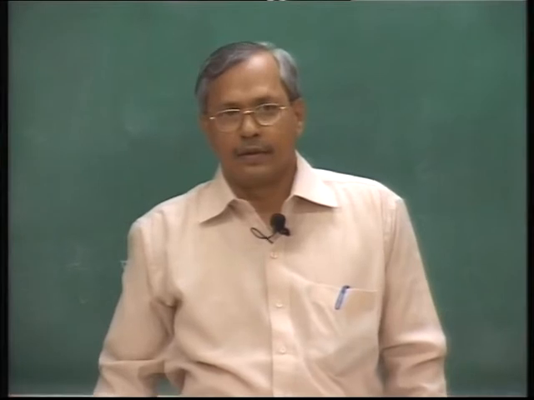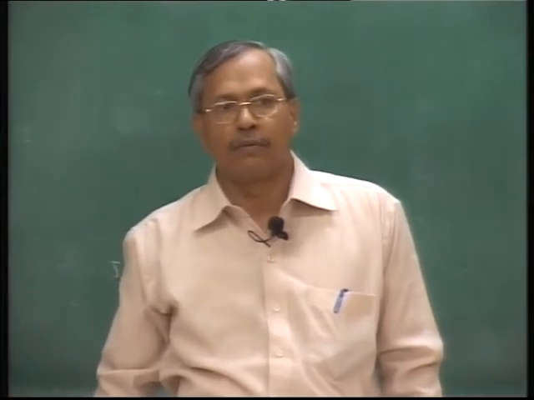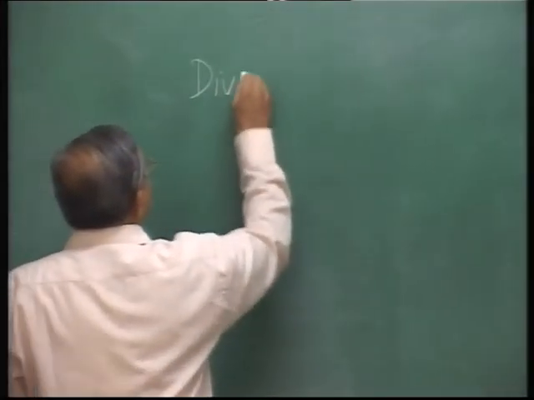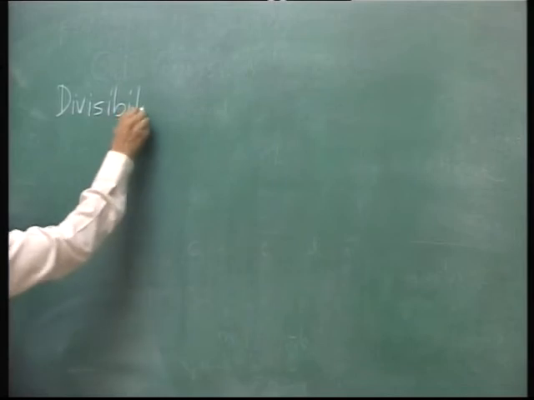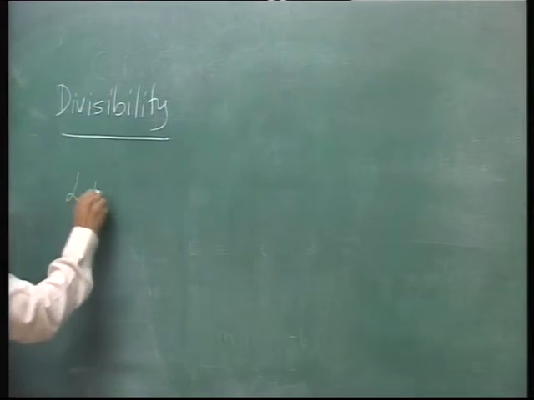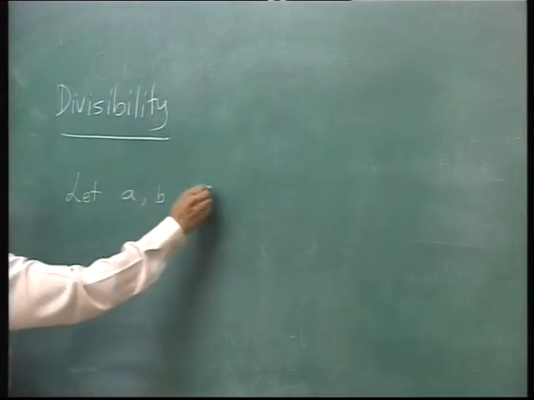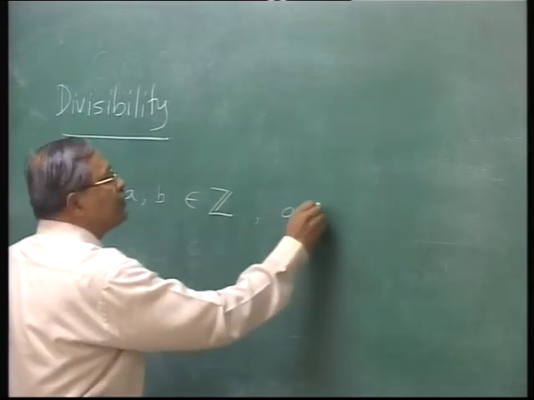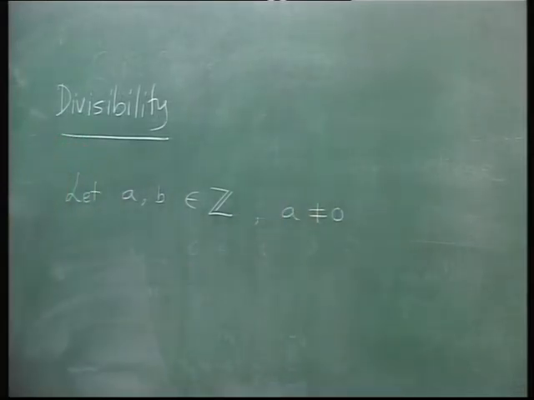In this lecture, we shall discuss the concept of divisibility in integers. Divisibility. So we have integers a and b with a not equal to 0. So let a, b belong to Z. Z is the set of integers and a is not equal to 0.